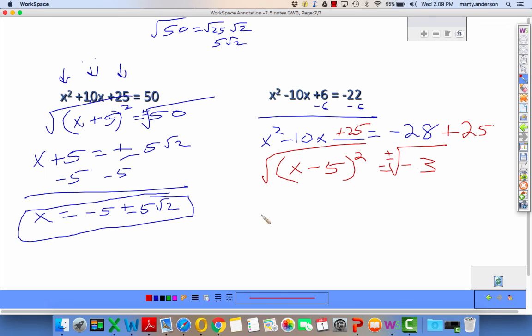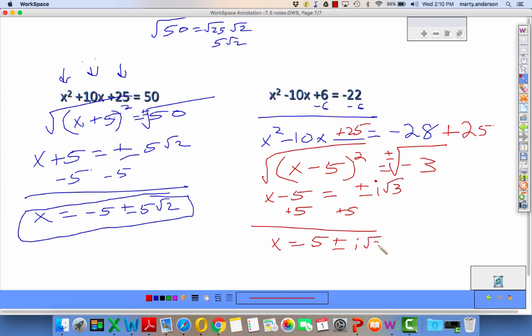root, plus or minus. x minus 5 equals plus or minus, square root of a negative. How do we deal with the square root of a negative? It's going to be an imaginary. So I have an i, and a square root 3. Remember, the i's come before square roots, they come after whole numbers. And now I will have two imaginary roots. I have no real root. x equals 5 plus or minus i root 3. And we're doing great.